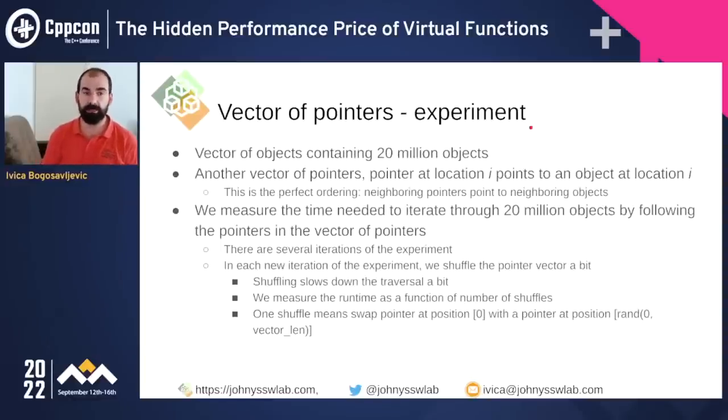So let's do some experiments. We have a vector of objects that contains 20 million objects. We have another vector of pointers with also 20 million pointers, and pointer at location I points to the object at location I. So we have two arrays. One is the array of pointers. Another one is the array of objects. Pointer at location I points to the object at location I. So we have a perfect ordering.